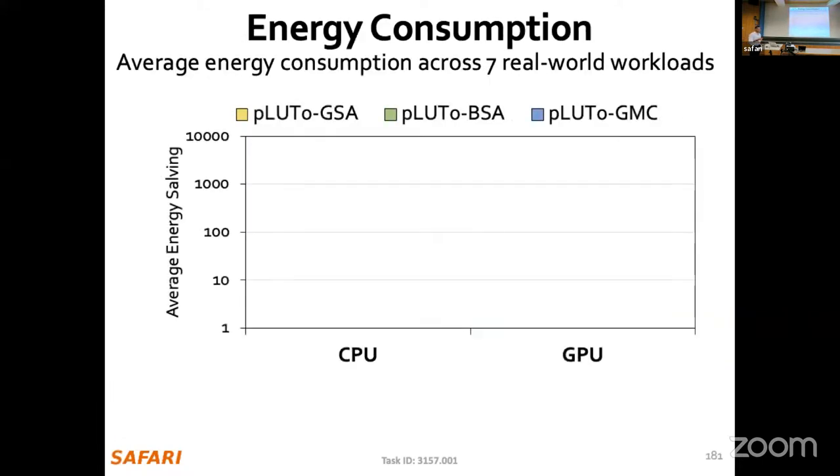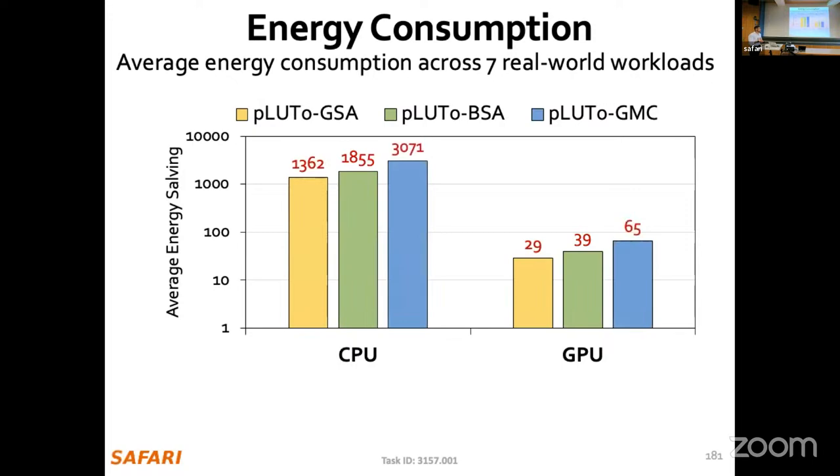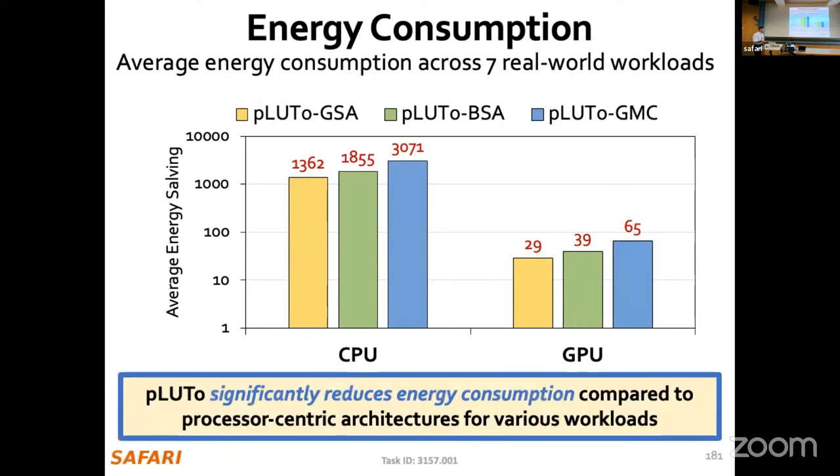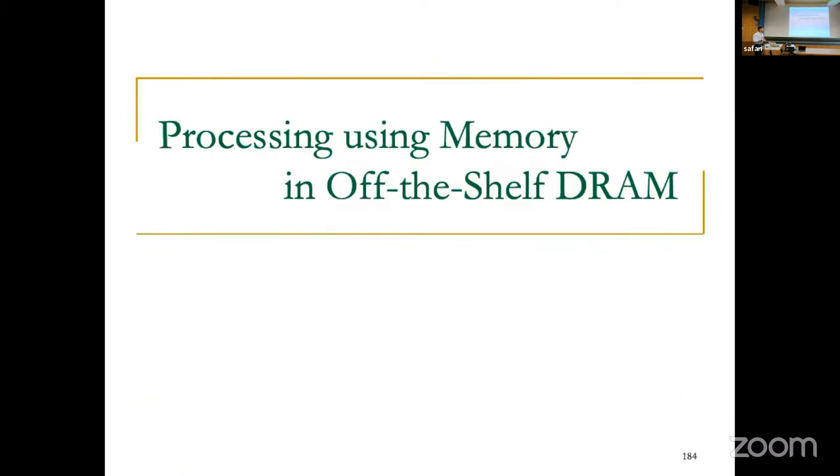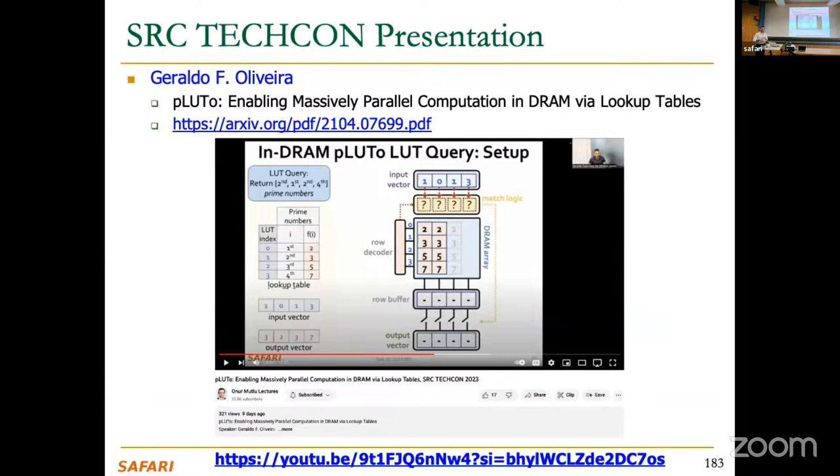And also again, this is a PIM system, so energy is really a concern. You significantly improve energy compared to a CPU and a GPU. There are a lot more things in the paper, but that's the talk that I gave. Is there any question related to Pluto?